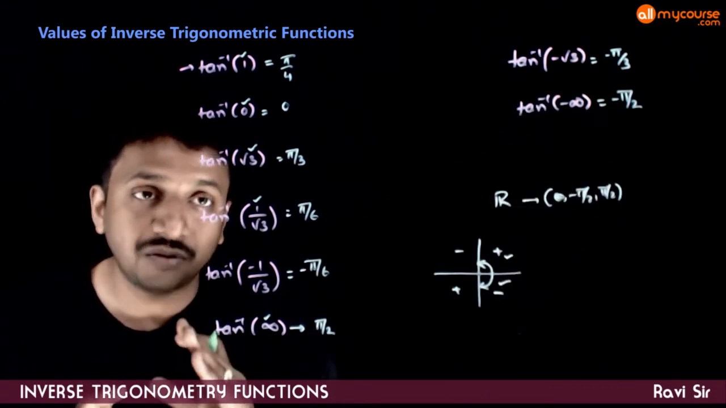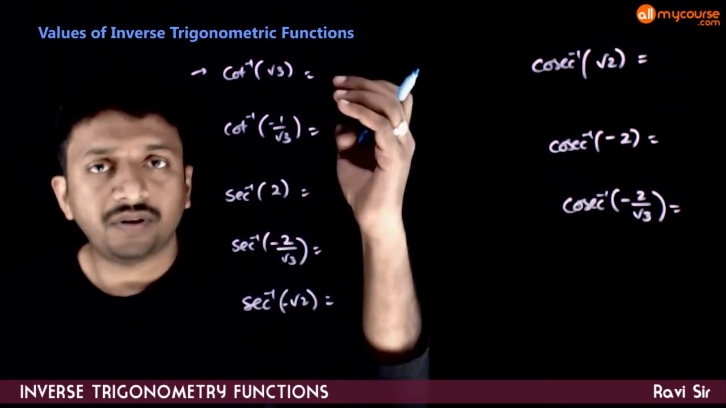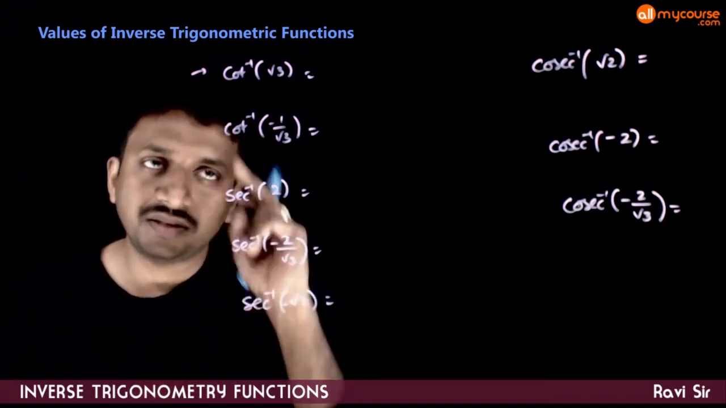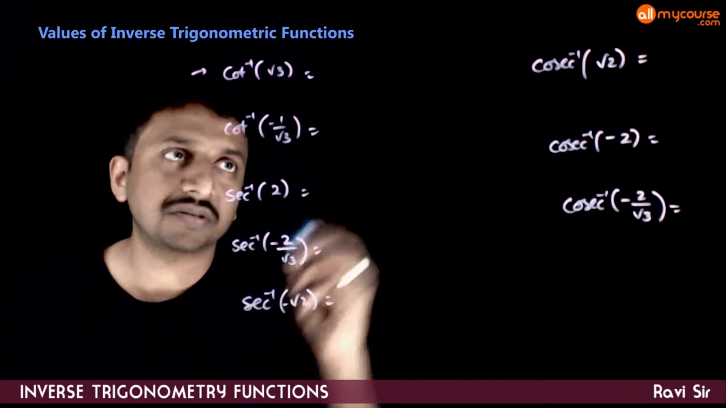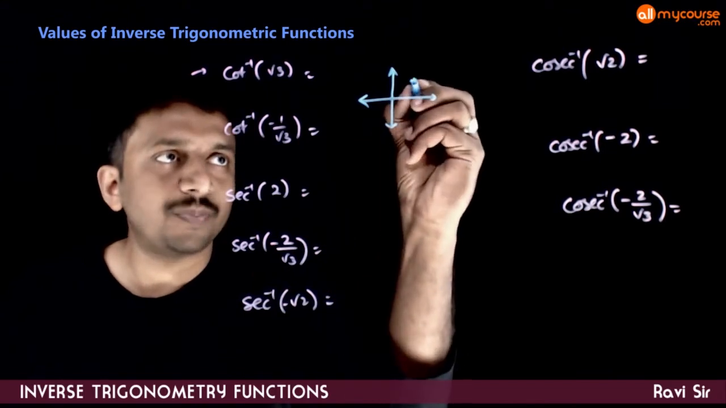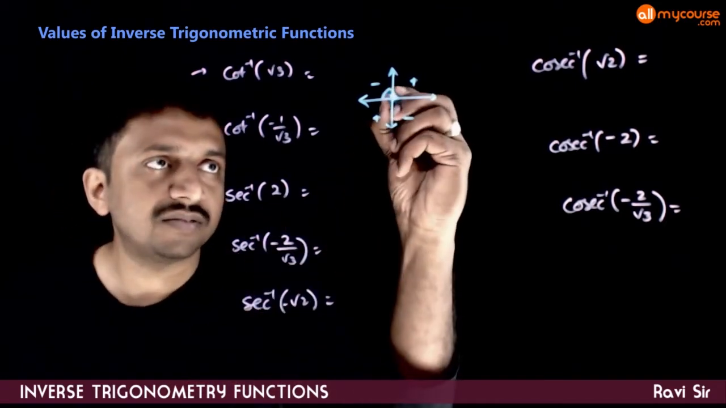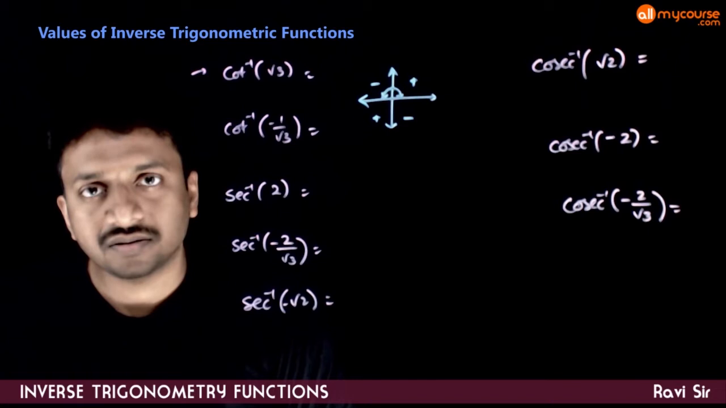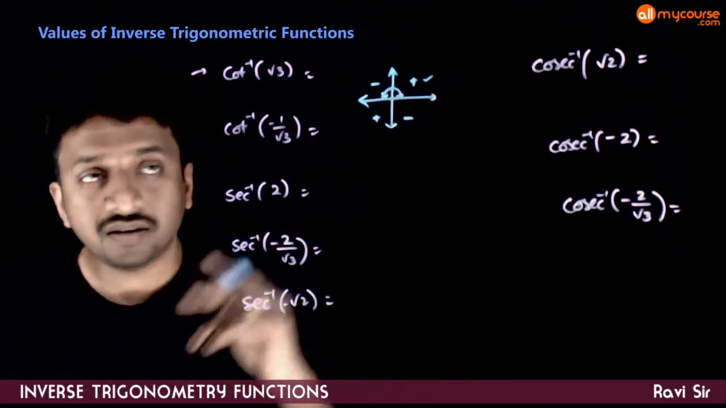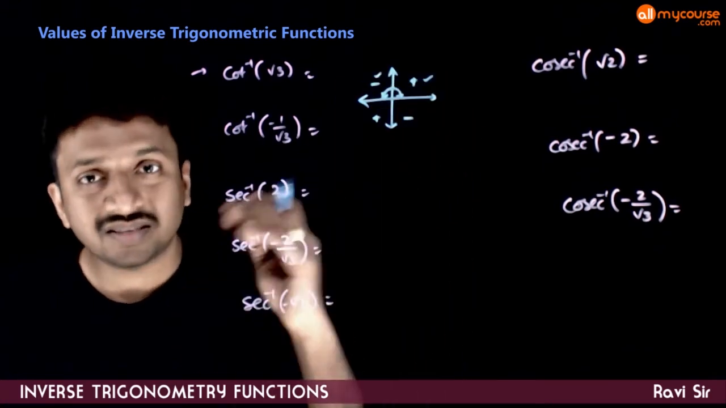So I hope you're understanding how to find the values of inverse trigonometric ratios. We do a similar analysis for cot inverse, secant inverse, as well as cosecant inverse. To understand cot inverse, let us draw the quadrant diagram. Cot is positive here, negative here, positive here, negative here. And the range of cot inverse is from 0 to pi. So if you take positive numbers inside cot inverse, you get angles in the 1st quadrant. For a negative number, you get an angle in the 2nd quadrant.